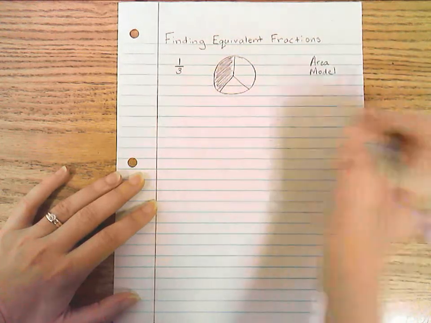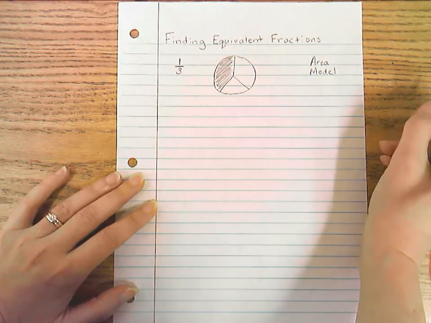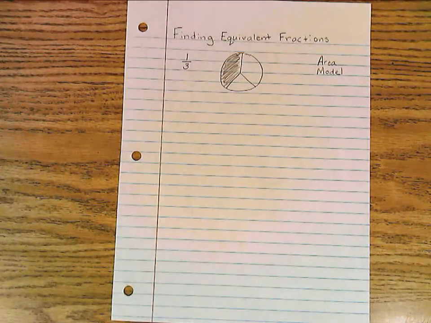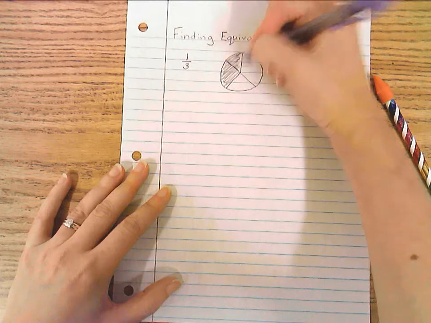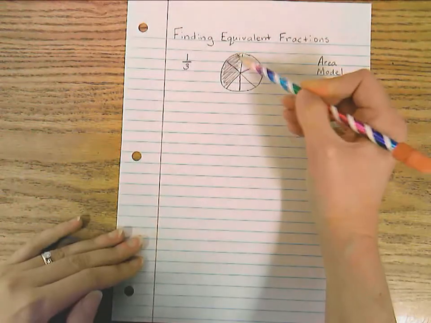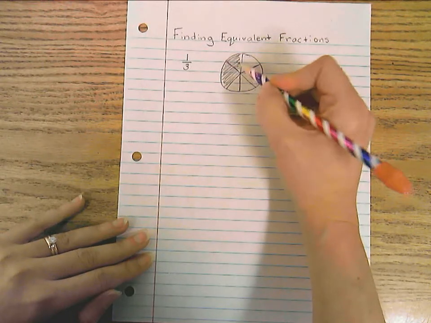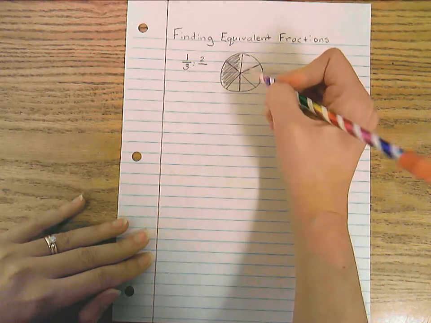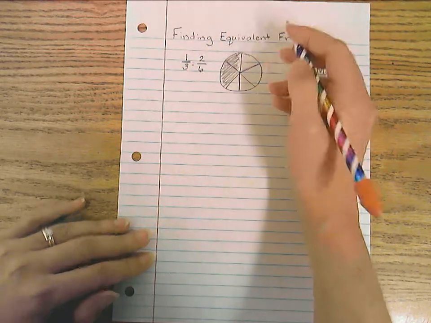And then you can continue dividing each section of the area model, and that will show you equivalent fractions, as long as you're being careful to divide each section equally. So I'm going to take the 3 sections and I'm going to divide each of those in half. I still have the same amount colored in, so I know it's still an equivalent amount. But now I have 2 sections shaded out of a total of 1, 2, 3, 4, 5, 6. So I know that 1/3 is equivalent to 2/6 because I can see it's still the same amount.